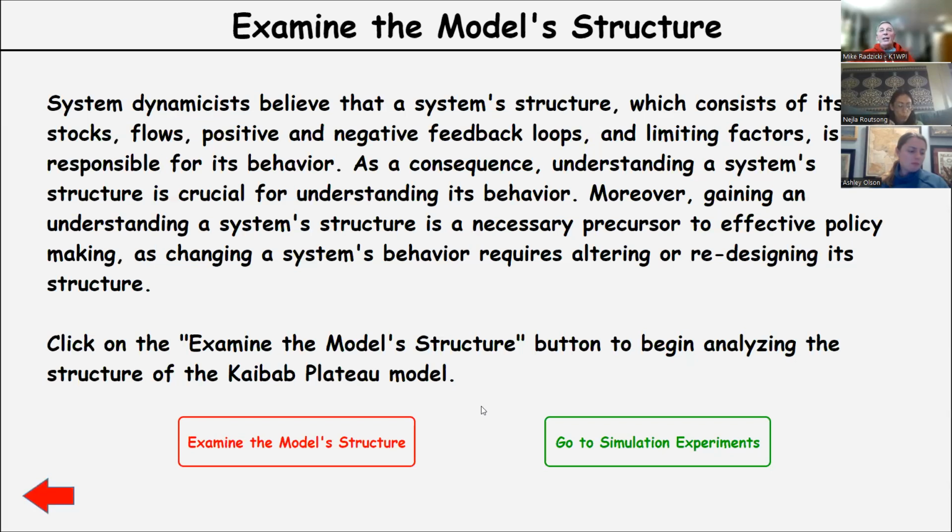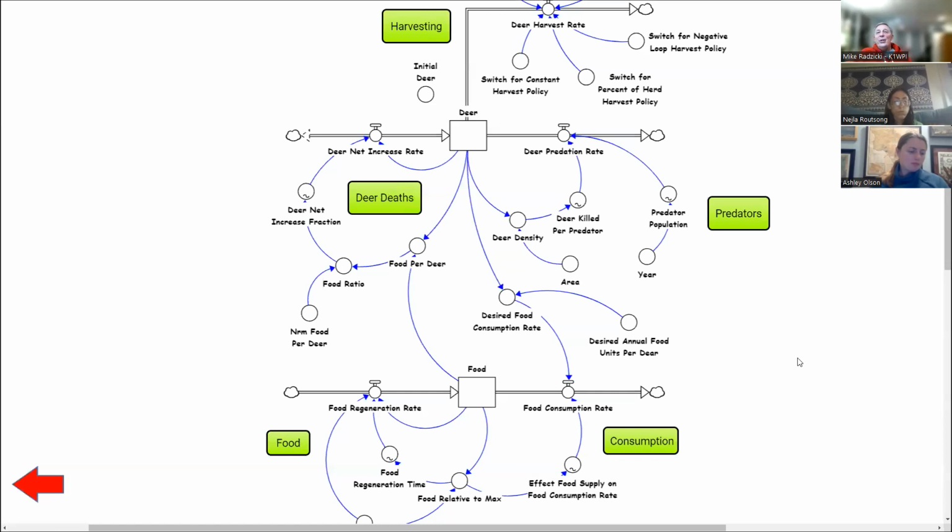All right. So then we go to structure causes behavior. Let's talk about the system structure here. Okay. So this is the model. Right out of the box, we see it's a second order system, right? There's 2 stocks. They're most likely independent of one another, right? One is deer and one is food.